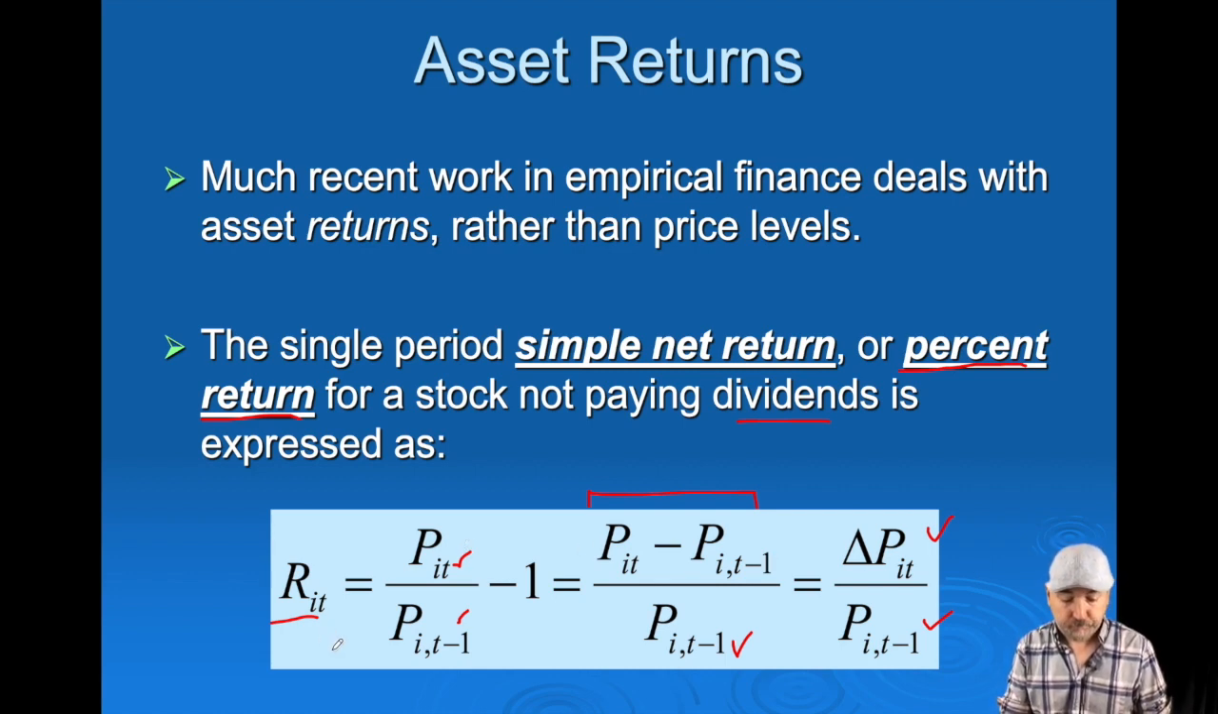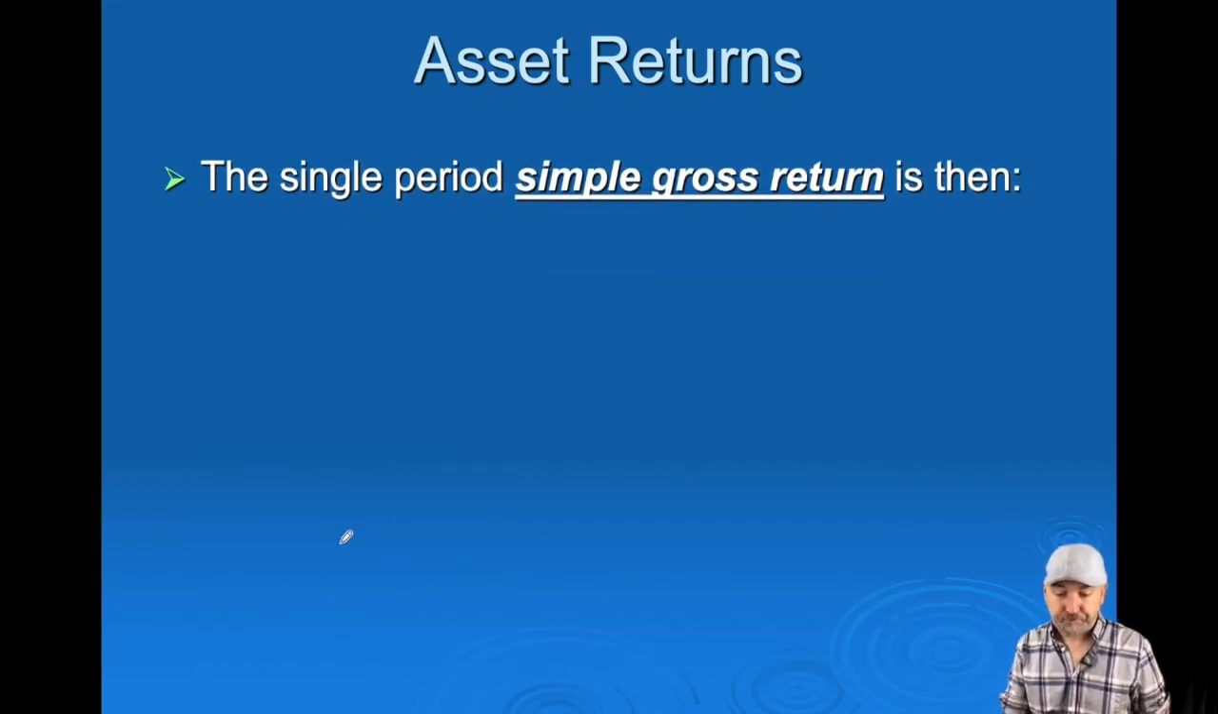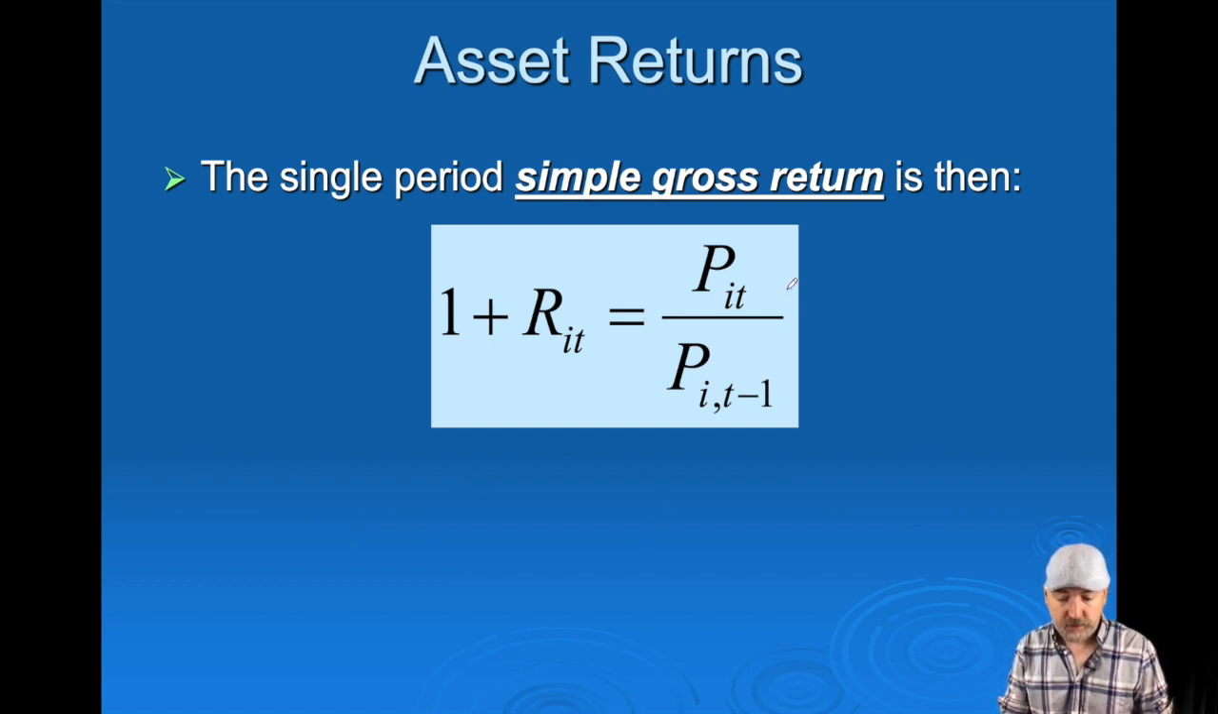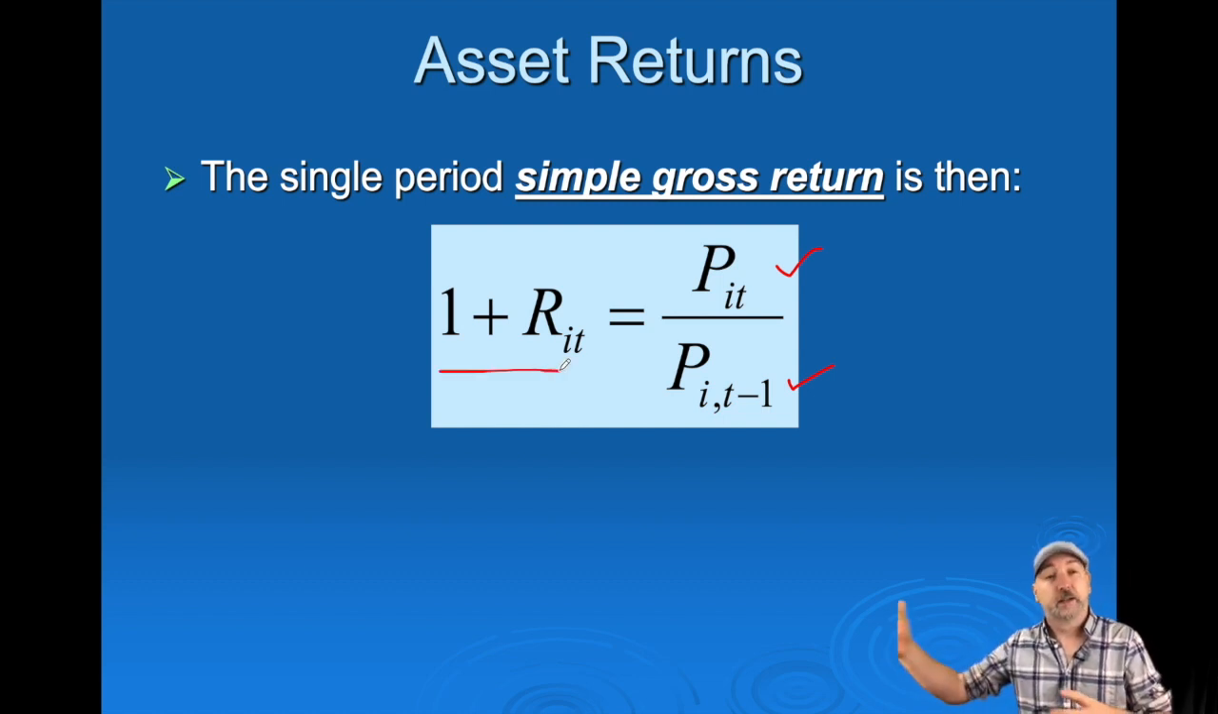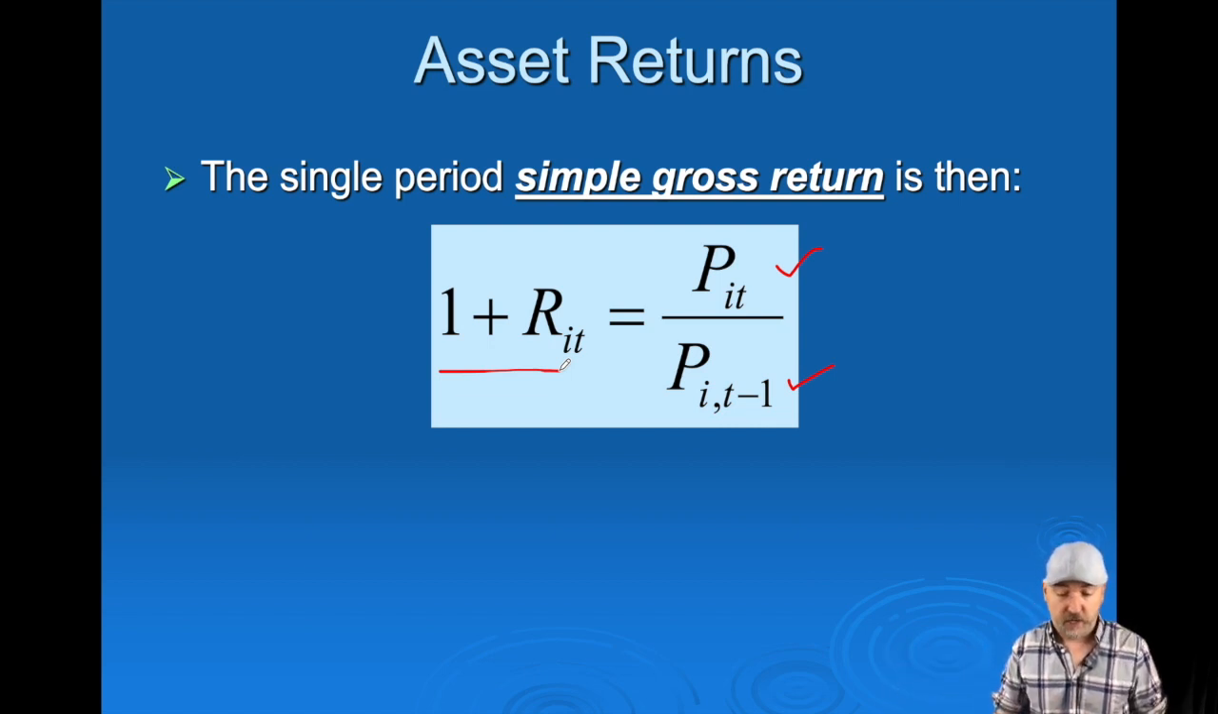Oftentimes this will be the first thing that you do. Once you've gathered your price data, the P i t, you'll go right to calculating these returns, and that'll be our time series of interest. You'll also sometimes see this as the gross return, which is just the ratio here. So if you've earned a 5% return, the gross return would be 1.05, right? You multiply that by the initial investment, and that'll tell you how much you have after that return has been calculated.